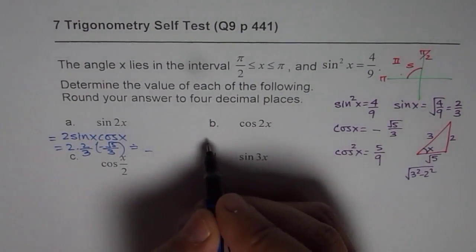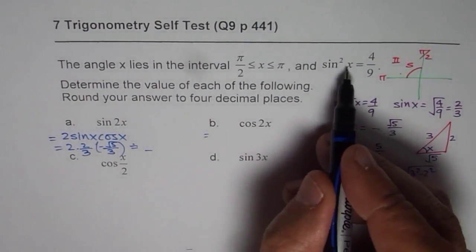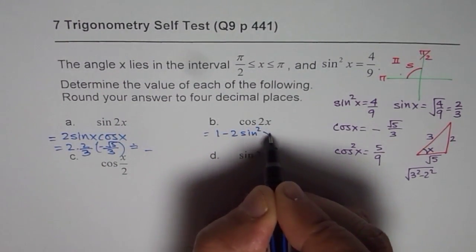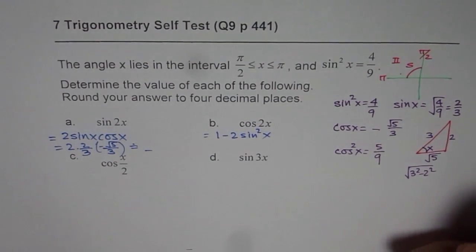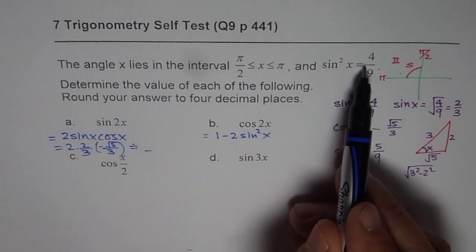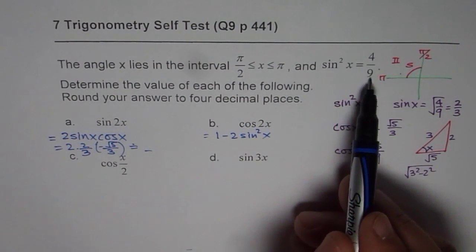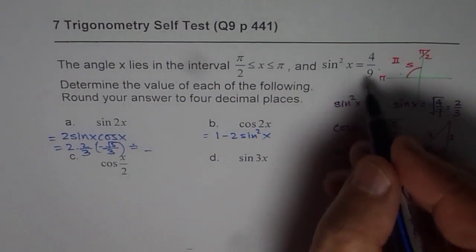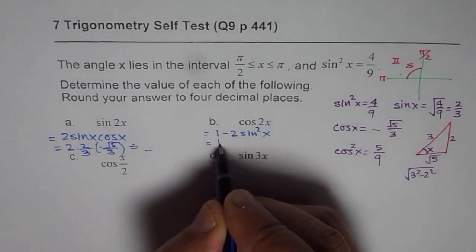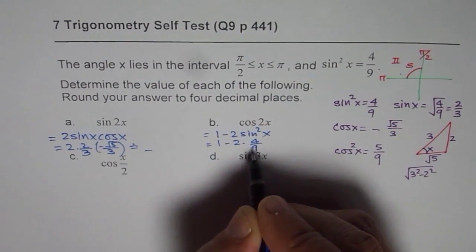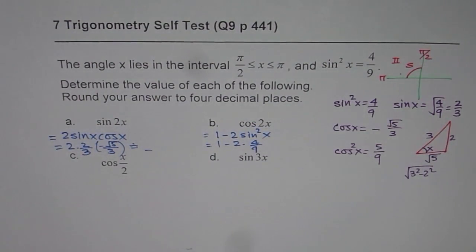I will prefer to use the one which involves sine square x: 1 minus 2 sine square x. Main reason being, if any of the calculations have gone wrong, at least I'm sure that sine square x is the exact value of 4 over 9. So at least that will be right for me. So I will use 4 over 9 for sine square x, and I can always write this as 2 times 4 over 9, calculate the answer, write it down to 4 decimal places, right? So this is done for me.